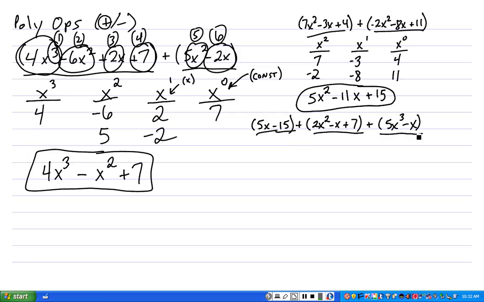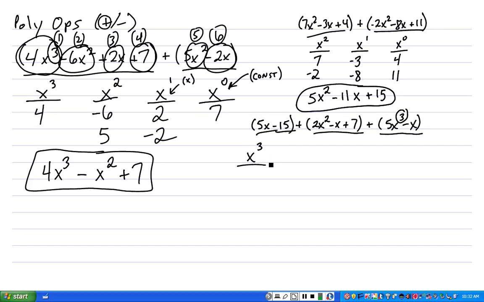Once again you're going to look them all over, but first you're going to check inside the parentheses to see that there aren't any like terms inside of the parentheses to be combined, and there aren't. Now you're going to find the highest degree out of all of the parentheses that are present. In this case, the highest degree is third. So that'll be my first column, x to the third.